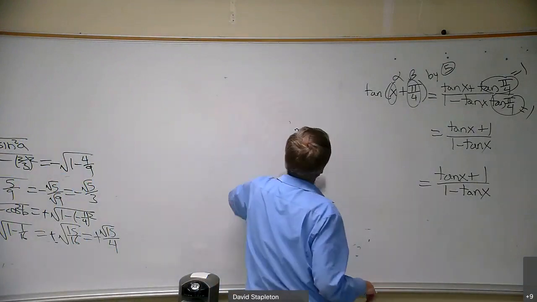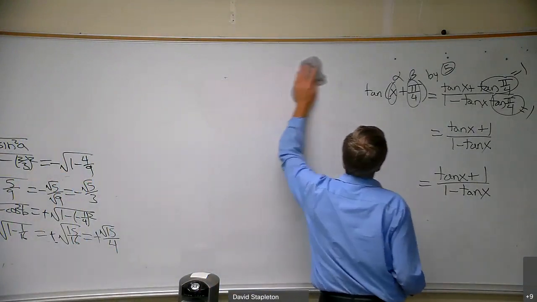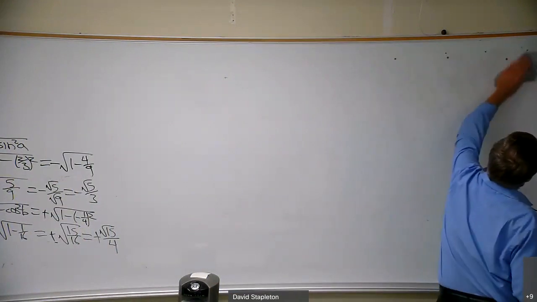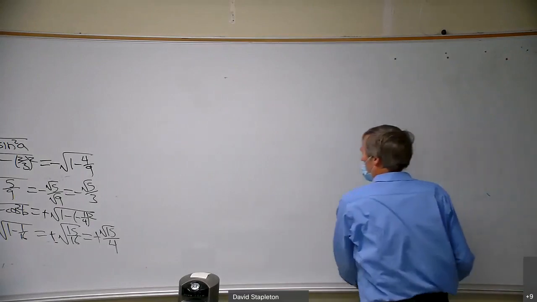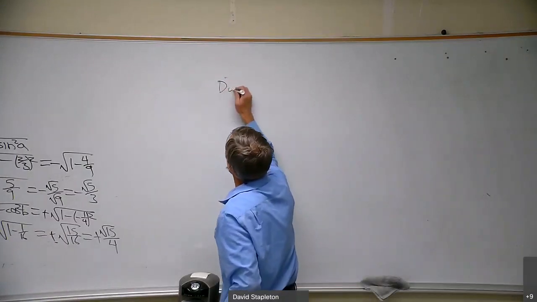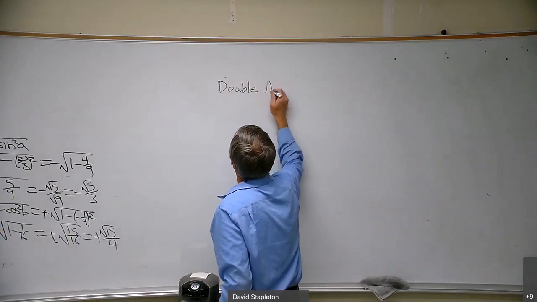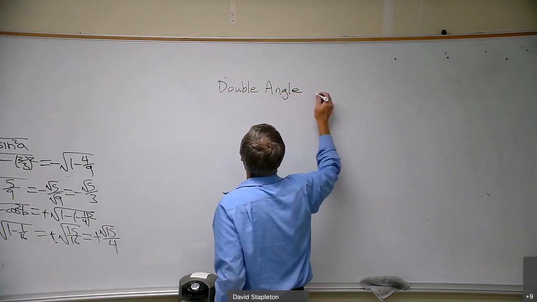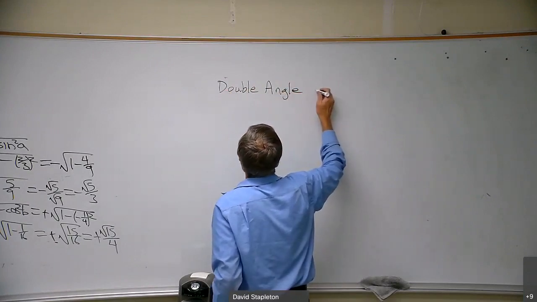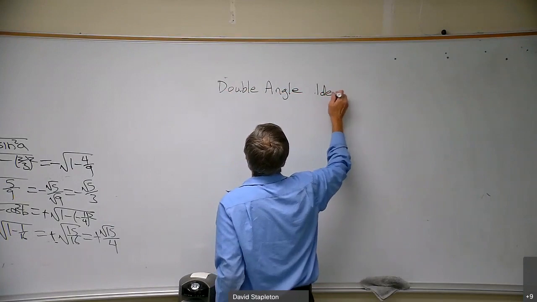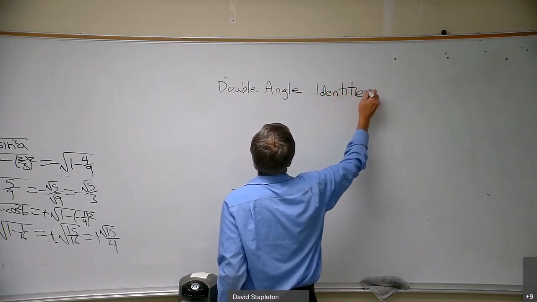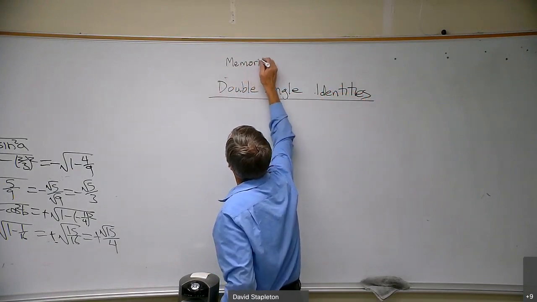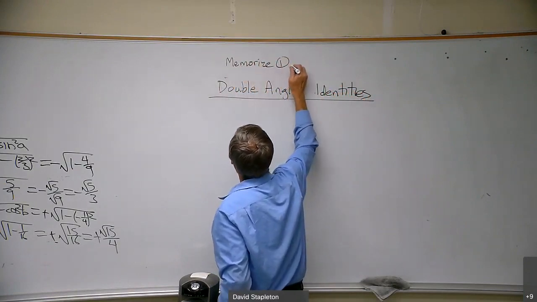Now these things are going to start to build. We're going to use these sum and difference identities to derive some more identities that are very useful, called double angle identities. We were just showing that we could derive some new formulas using these identities we came up with. These are some of the most important ones, so important that you want to memorize these. You want to memorize 1 through 6. Those are all useful.